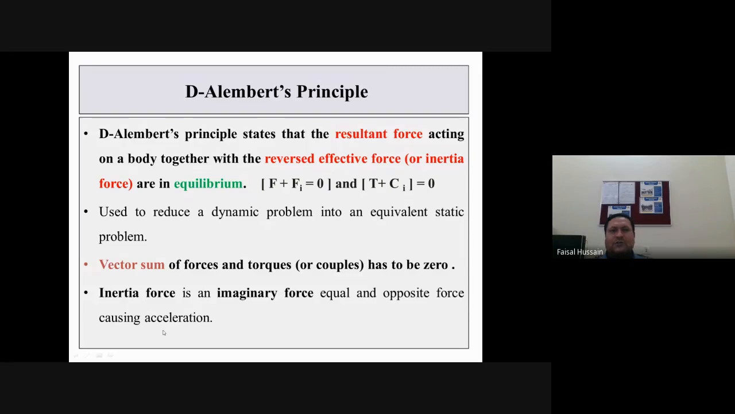Generally, it is used to reduce a dynamic problem. D'Alembert principle is used to reduce the dynamic problem into an equivalent static problem. So, for converting dynamic problem into an equivalent static problem, D'Alembert principle is employed. And in simple terms, all the forces acting on the body together are in equilibrium, and if they are in equilibrium, then the summation of all the forces will be equal to 0, summation of all the torque will be equal to 0. So this is the D'Alembert principle.